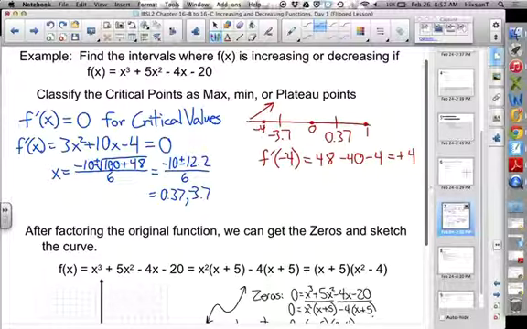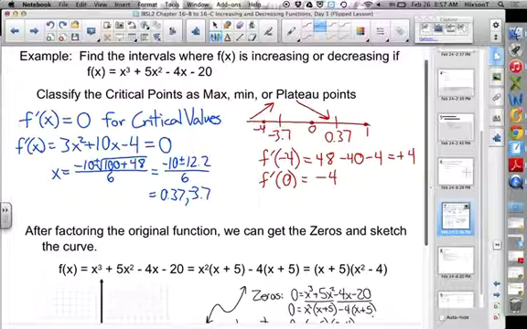Alright? So I do the same thing with f prime of 0. That's negative 4. So I know that my function is going to be decreasing over that interval. Okay? But what about the values between negative 3.7 and 0? Well, this whole interval will behave the same way. From negative 3.7, my critical value, to my next critical value, all of those points will have a negative slope.